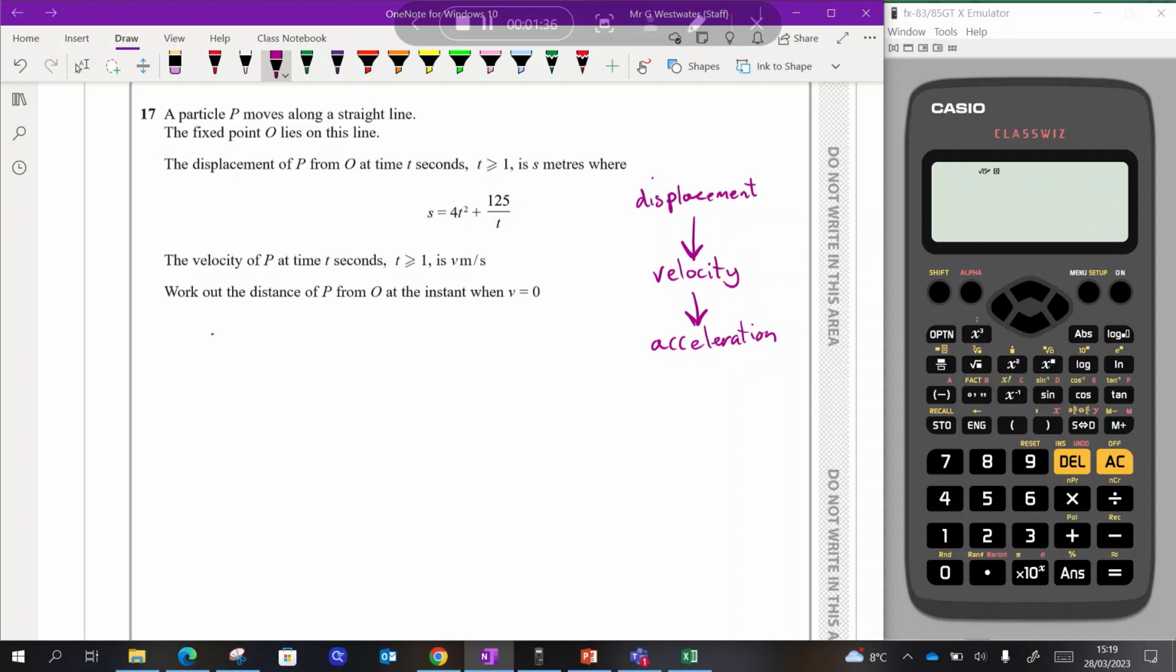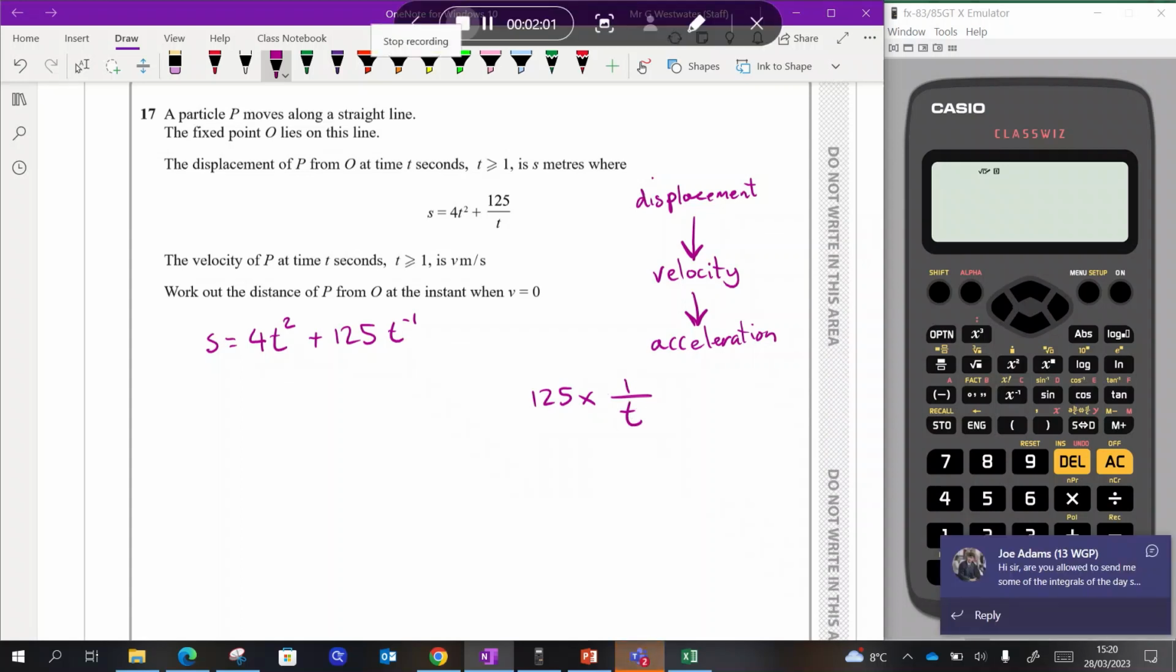So the first thing I need to do is rewrite s in a way that can be differentiated. Now 4t squared can be differentiated. 125 over t I'm going to rewrite as 125 times t to the minus 1. We can think about 125 over t as 125 times 1 over t, and this is t to the minus 1.